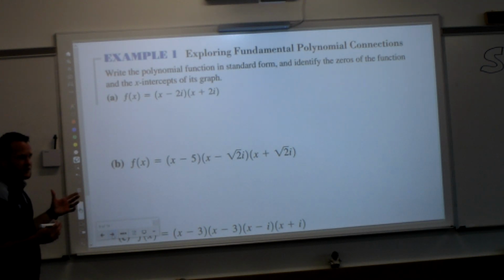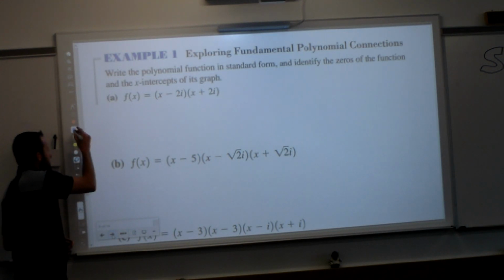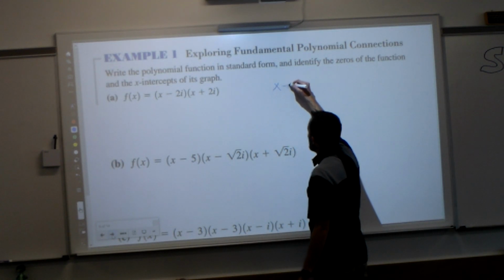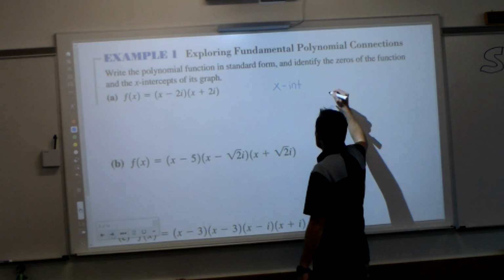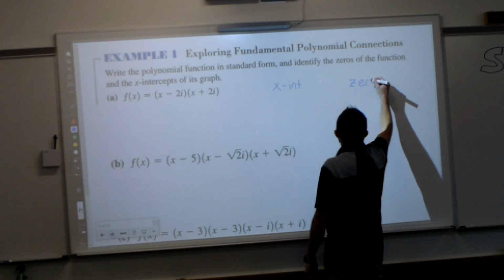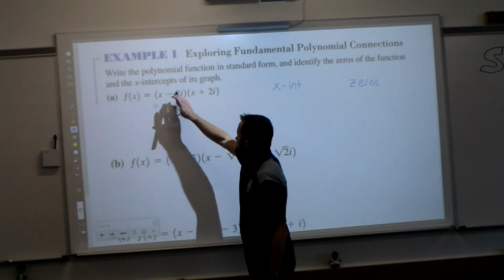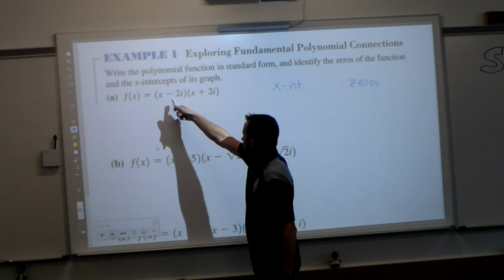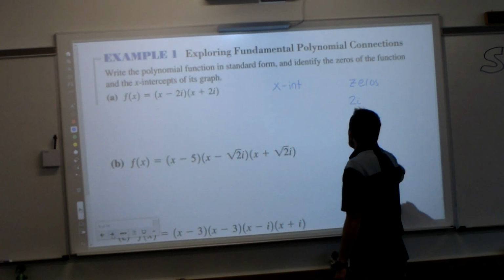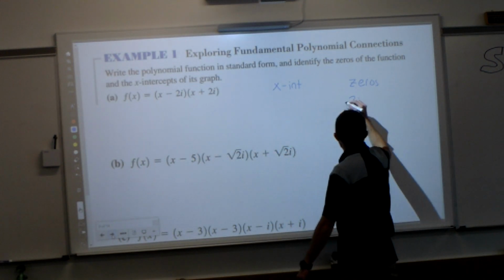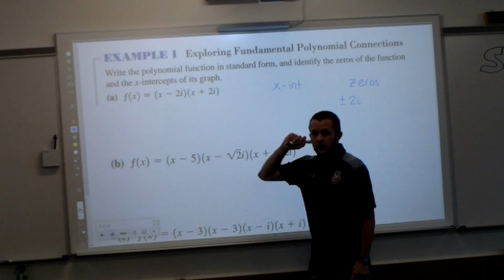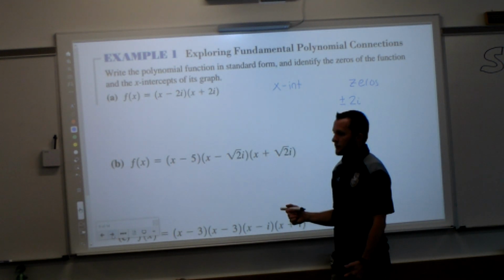Sometimes people might say, is there a difference between zeros and x-intercepts? And that's kind of the point of what we're about to see here. So if I'm looking at this polynomial here in part A, I'm going to make a column for my x-intercepts and a column for my zeros. Now zeros are what will turn this into 0. So I can see right here, the opposite of negative 2i is a positive 2i, and the opposite of 2i is negative 2i. So my zeros are plus or minus 2i, and that's it. Nothing else would give me 0.